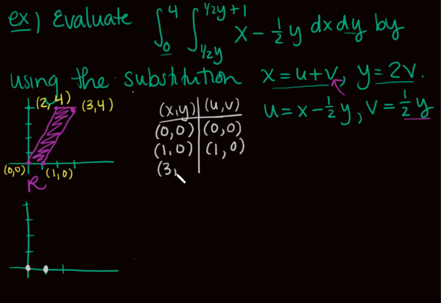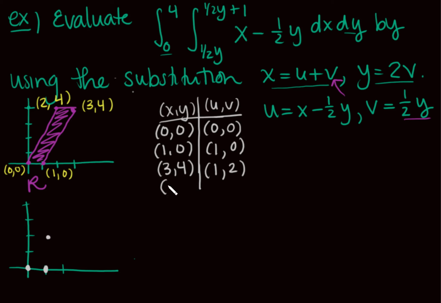Then I'm going to do 3, 4. Now we're going to get something a little bit different, which is more interesting. So I'm going to plug in the 3. 3 minus half of 4 is 3 minus 2, which is 1. And then if I plug in 4 for y here, I get 2. So that point 3, 4 actually maps to the point 1, 2.